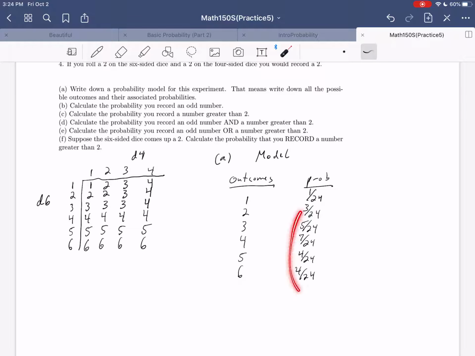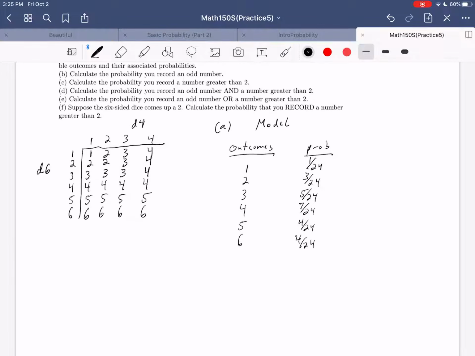Can we check that these all make sense? Well, yeah, they're all numbers between 0 and 1, so they satisfy the first rule of probability models. And if we sum these up, 1, 4, 9, 16, 20, 24, they do add up exactly to 1. So that confirms that this thing really is a probability model. All right, let's go ahead and use this to answer some questions.